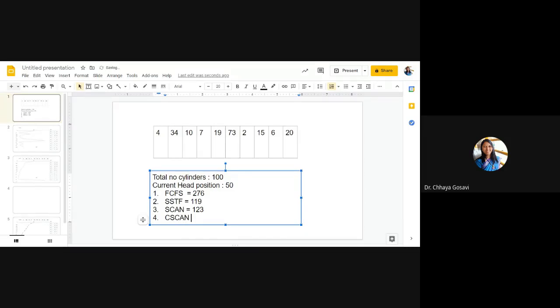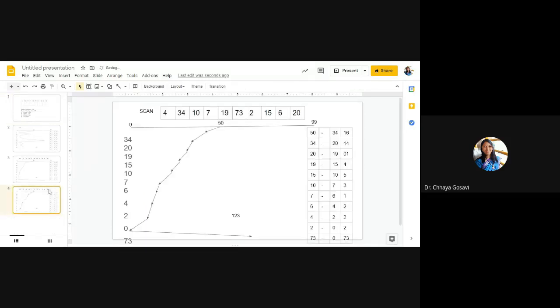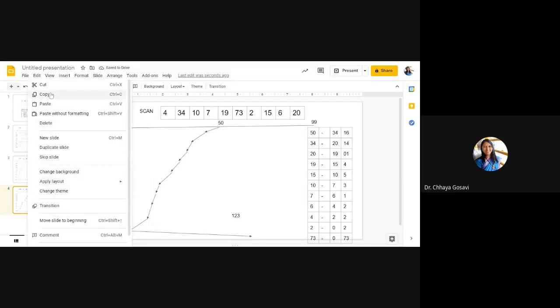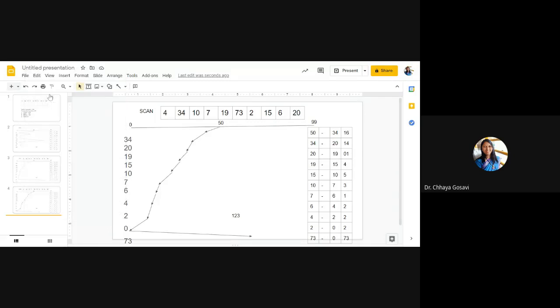C stands for circular scan algorithm. Here the idea is, as we have seen the structure of cylinders or a disc structure, it is easy for a head to move from one end to the other end than to traverse in that particular direction.